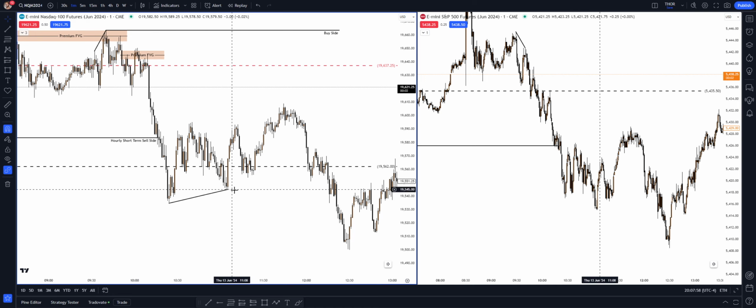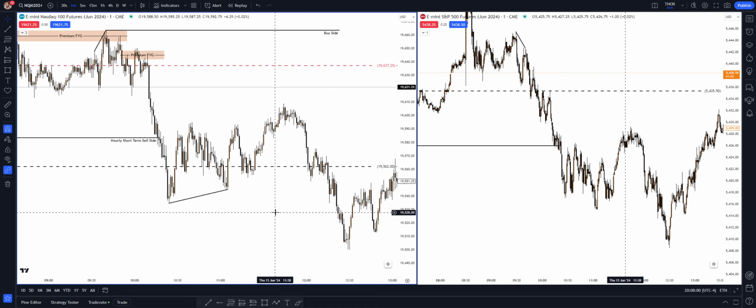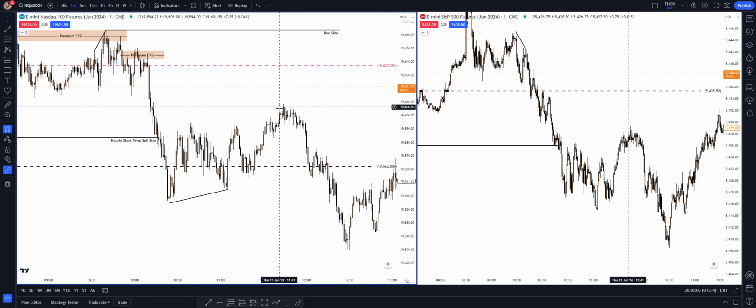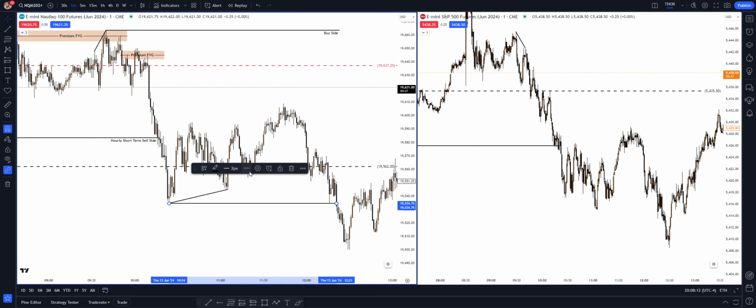Now here the divergence occurred. There's a buy model. The market is a buy model, but that doesn't mean it's going to target the buy side. So it came all the way up here for a reason. I'll tell you why, and then it went for the short-term sell side here.